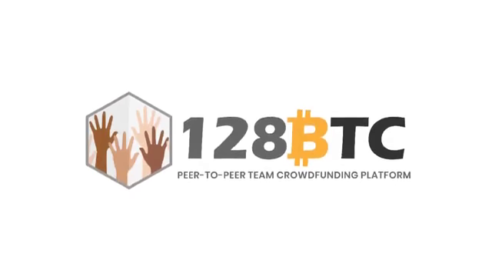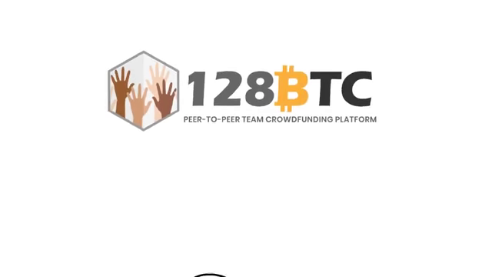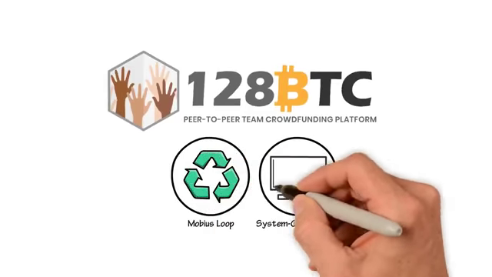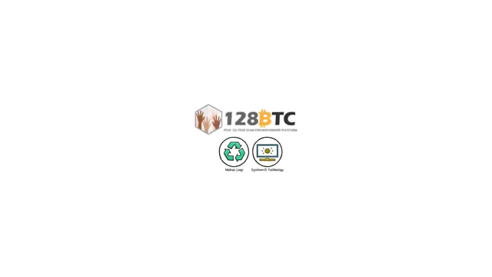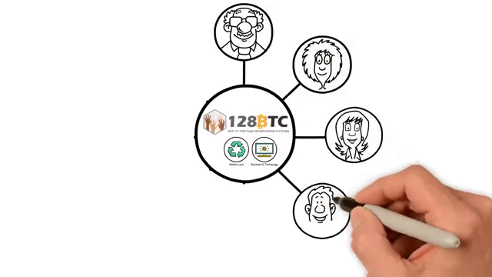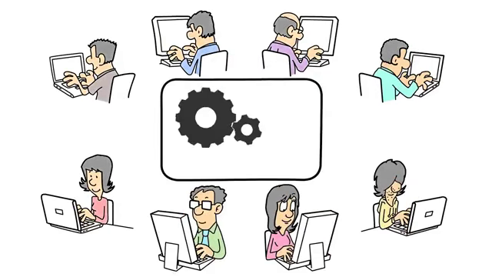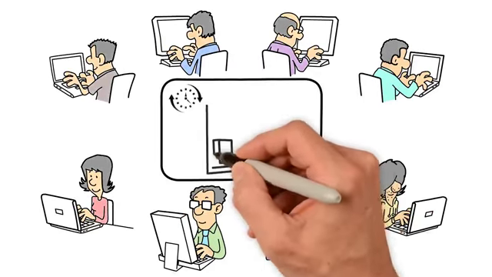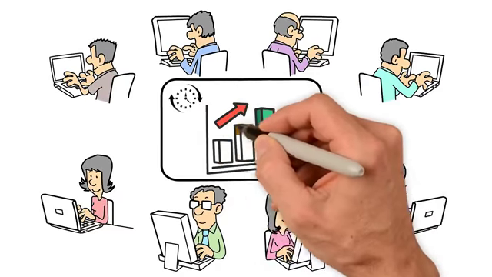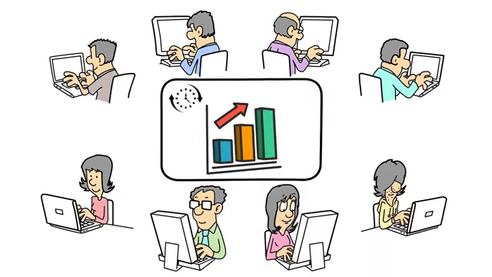Introducing the world's first peer-to-peer crowdfunding platform, which is based on the world-famous Mobius Loop and System G technology, which is indeed the most successful peer-to-peer crowdfunding program in history. The platform is fast, secure, automated, and easy to use for all, and displays everything in real time to allow you to monitor your earnings second by second.